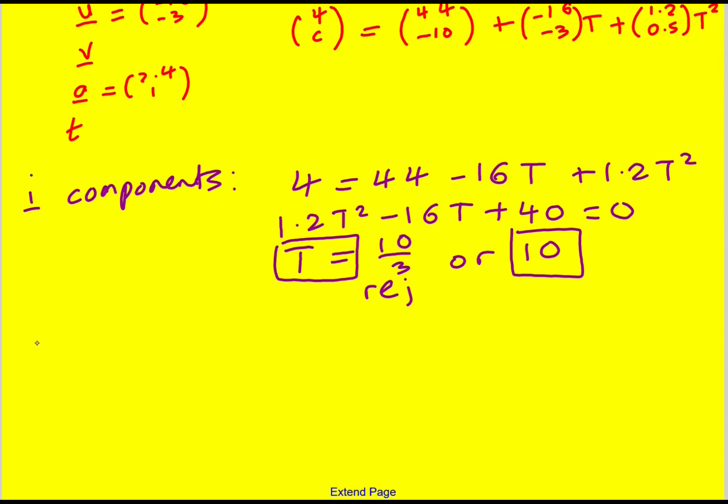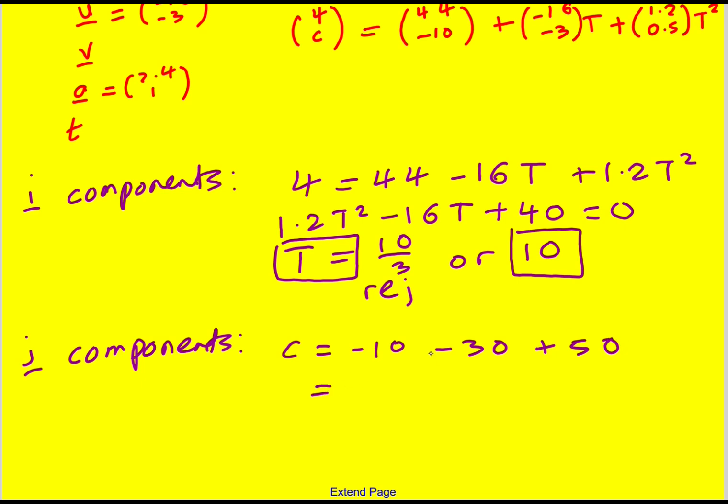So now I can look at the j components and work out c. So c is going to equal minus 10 minus 30, because that's minus 3 times 10, plus 0.5 times 10 squared. That's going to be 50, which is 50 minus 40, giving an answer of 10 as well. Well done.